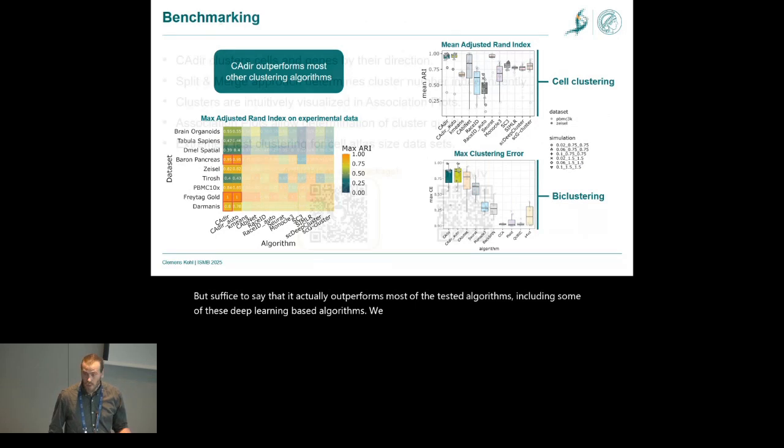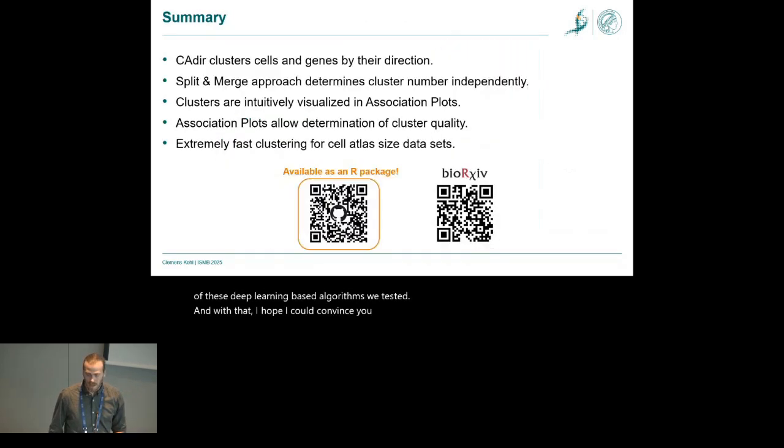And with that, I hope I could convince you that CAdir is a very intuitive way to cluster both the cells and the genes simultaneously based on their direction. And that we can use this split and merge approach to infer the number of clusters in our data independently. And that the association plots that we can make based on these cluster directions help you evaluate how well the clusters describe your data. It's also extremely fast, so you can use it even on cell atlas size data sets.